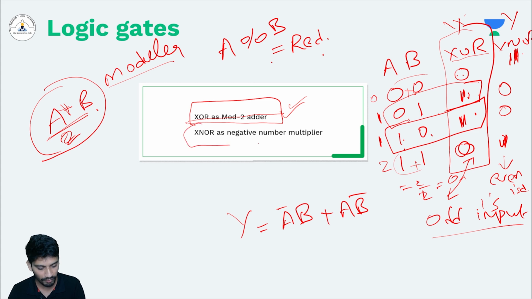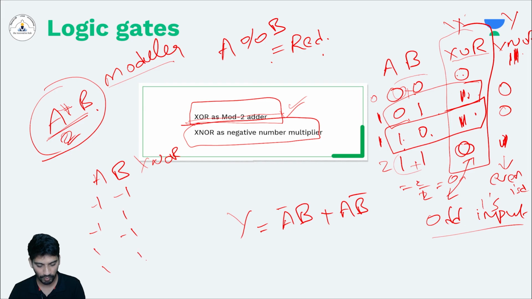And what is another purpose of XOR gate? See, if you replace the 0 with minus 1, let's see what happens. A, B and XOR. Replace 0 with minus 1: minus 1, minus 1; minus 1, 1; 1, minus 1; and 1, 1. So the output will be minus 1 into minus 1 will be plus 1, minus 1 into 1 will be minus 1, 1 into minus 1 will be minus 1, 1 into 1 will be 1.